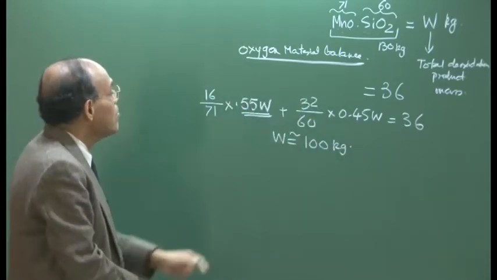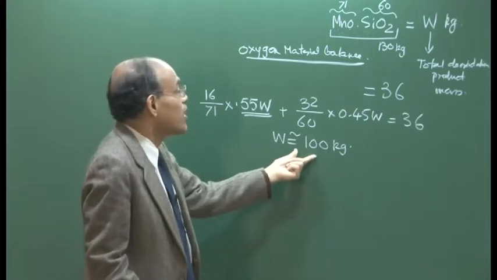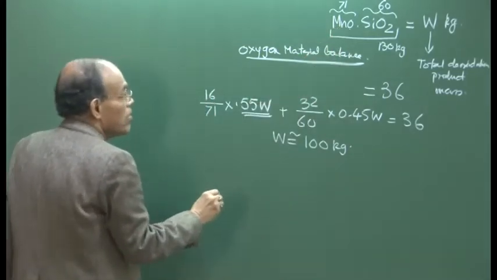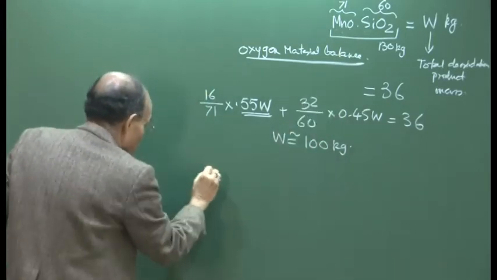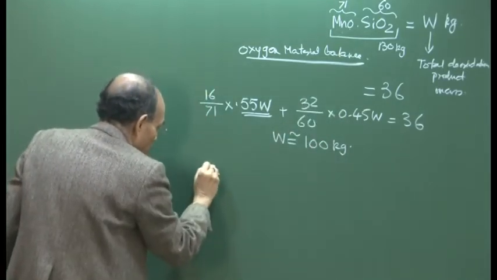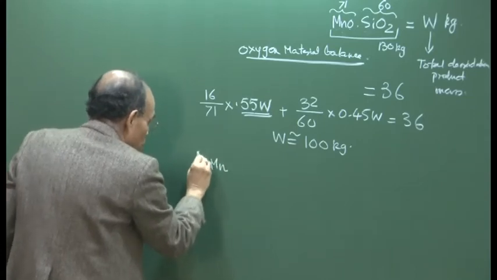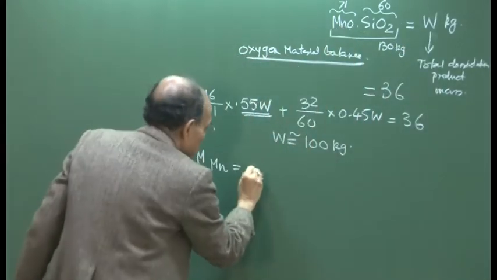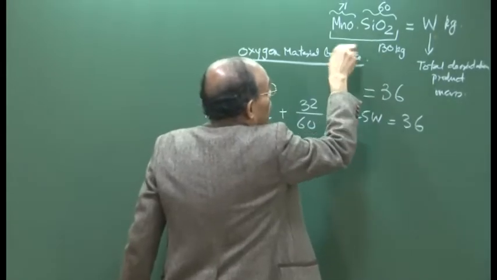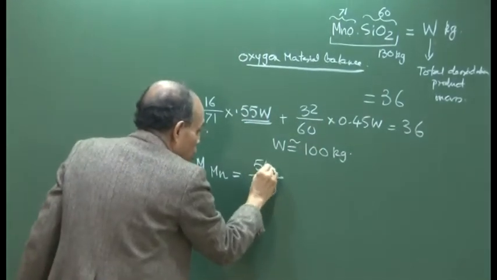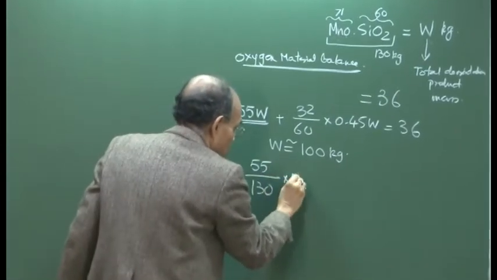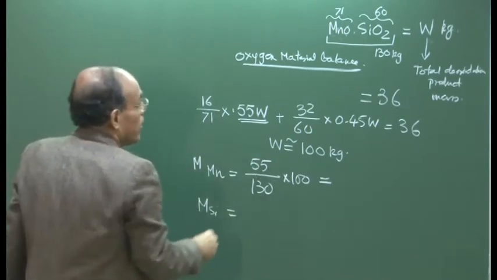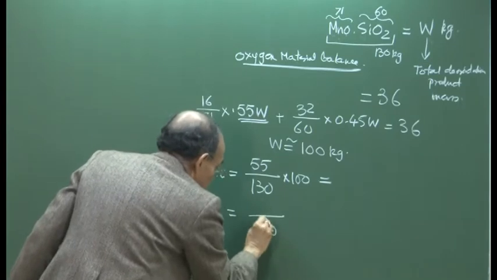Now, in 100 kg we will be able to straightforwardly find out the Mn, okay. So, the mass of Mn: in 100 kg we have 55 kg. In 130 kg, which is the total molecular weight, 55 kg of Mn is there. Therefore, in 100 kg of deoxidation product we can find out how much is going to be there, and silicon we can calculate accordingly: in 130 kg, silicon is 28 kg.